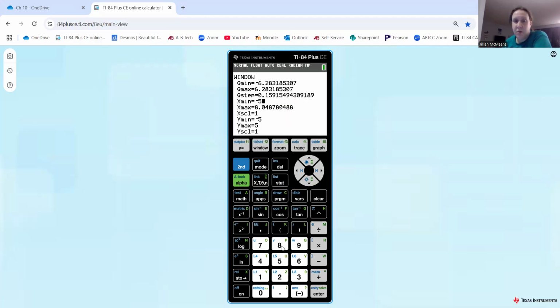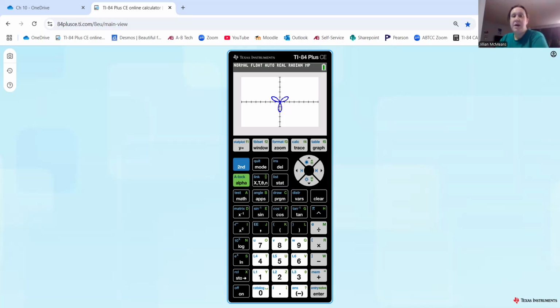Let's zoom in a little bit. And again, when I go zoom square, it might change this. That's a little bit worse. Yeah, that's about as good as we're gonna get. So there we have it. That is our rose with 3 petals.